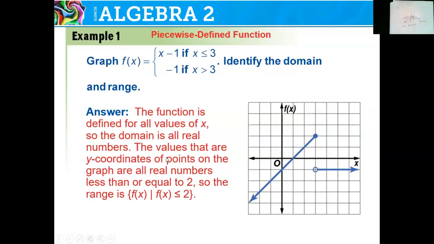The range values are the y coordinates of the points. The domain is all real numbers. The range here is cut off because our highest point is at 2. So y must be less than or equal to 2.